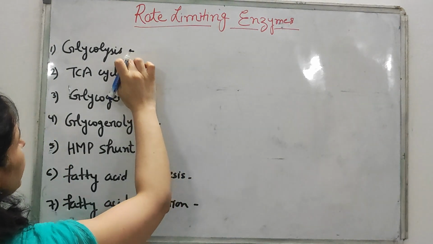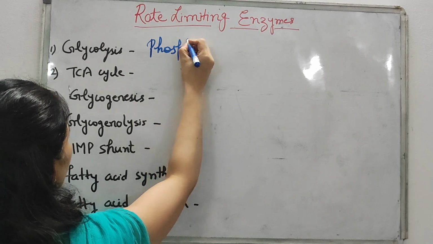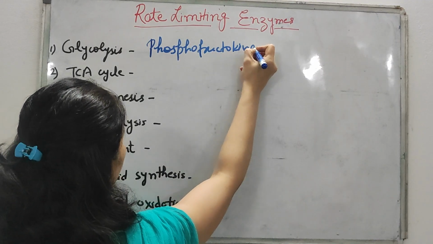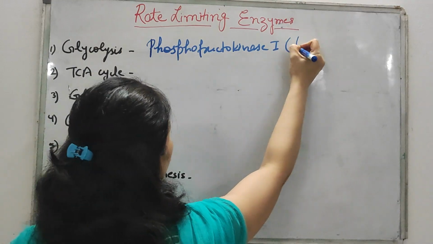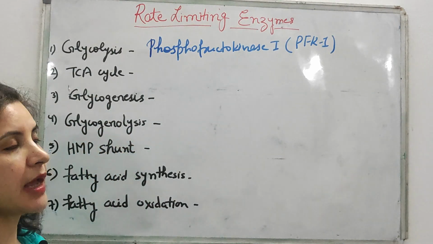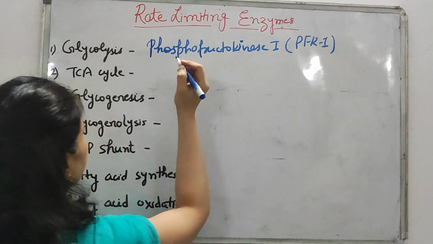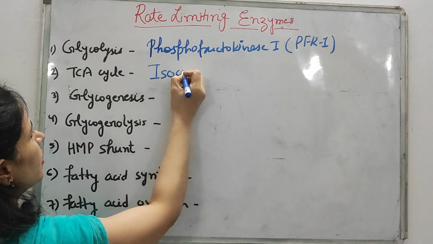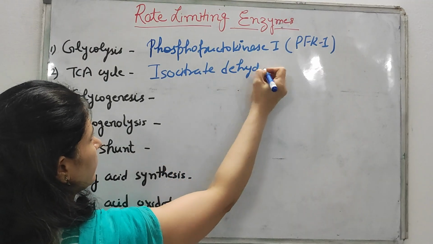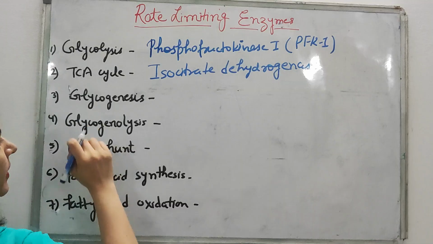First, what is the rate limiting enzyme of glycolysis? The rate limiting enzyme of glycolysis is phosphofructokinase 1, or in short form PFK1, as it may be written in an MCQ. In the TCA cycle, it is isocitrate dehydrogenase enzyme.